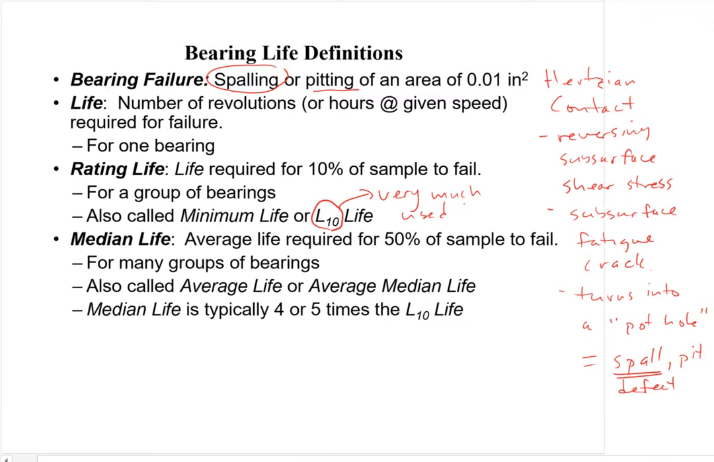Median life, not used so much. It's like the average life, it's 50%. It's the average life required for 50% of the bearings to fail. Obviously, that's not usually a good thing to happen when 50% of them fail. Might be good to know, but it depends what kind of design you have. And generally, you can just approximate it as 4 to 5 times the L10 life.